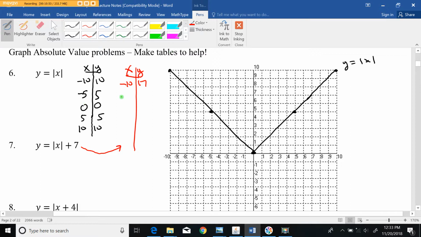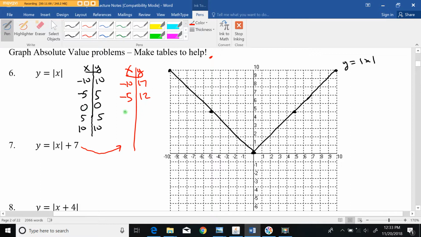Let's try the negative 5. Negative 5 absolute valued plus 7 is 12. That's one I can actually get on there. That one's here and a little higher. Go ahead and put that in there. It's about that point right there, give or take.